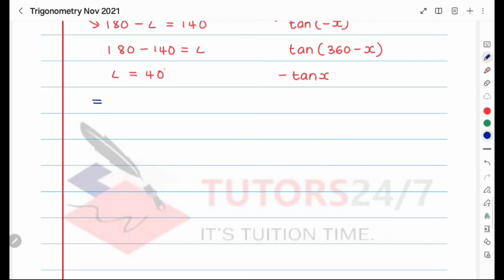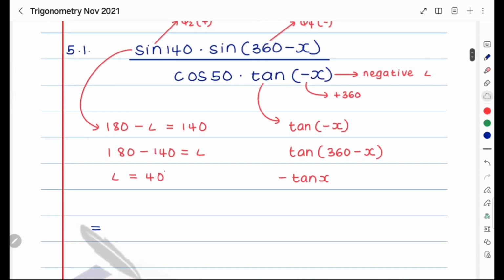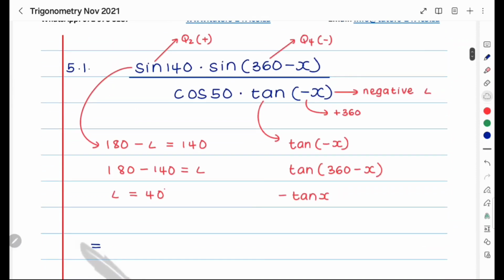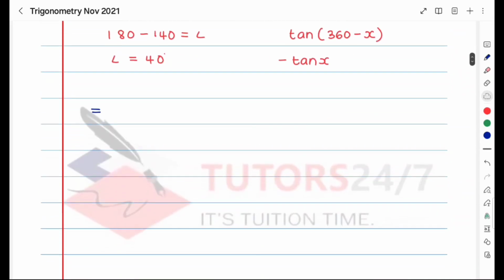So question 5.1. The first ratio is sine of 140. We know that 140 is an angle between 90 and 180, meaning that it is in the second quadrant, and sine is positive in the second quadrant. Then we can reduce 140 into 40. So our reduced answer is positive sine of 40.